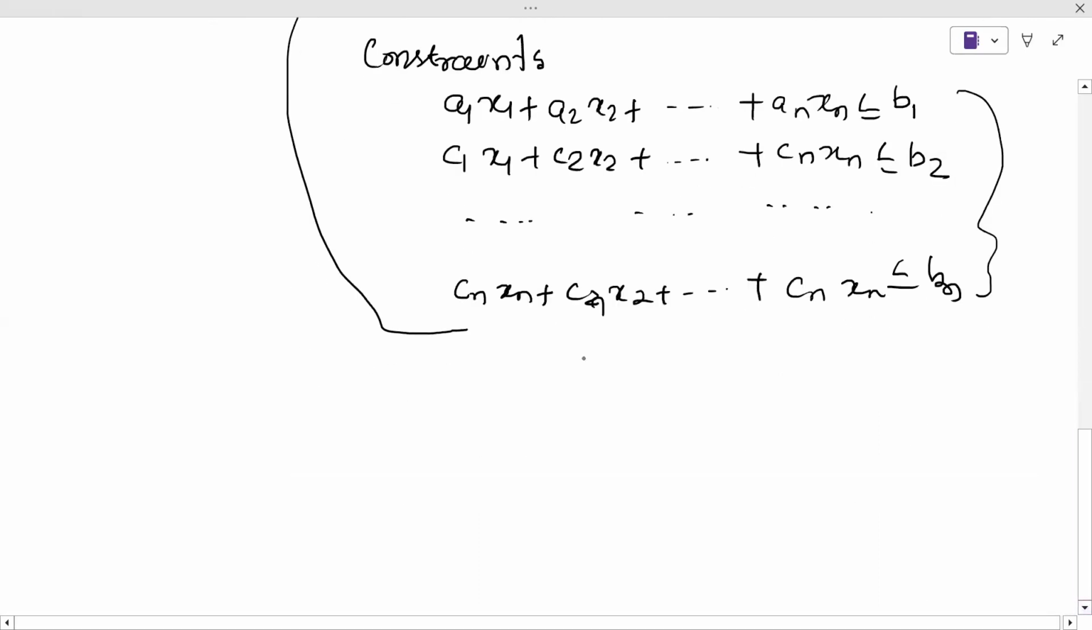Here all the variables we have considered, x1, x2, x3, all are non-negative. That is the most necessary condition. Then it is called the linear programming problem.